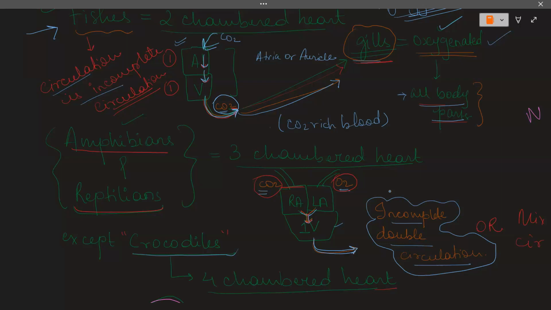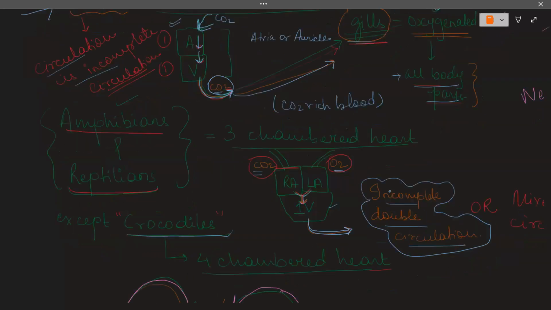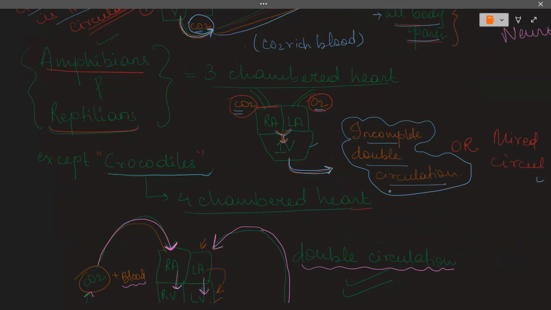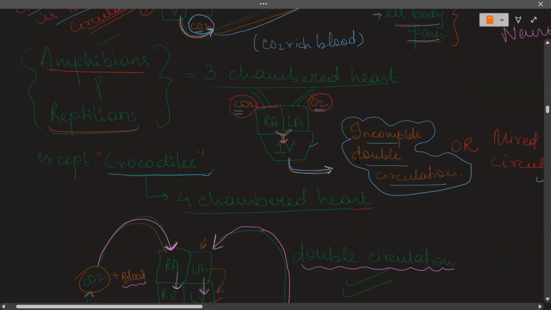Now in the next line you write down, the three-chambered heart consists of two auricles and one ventricle. The three-chambered heart consists of two auricles and one ventricle. Done? Yes. All right.